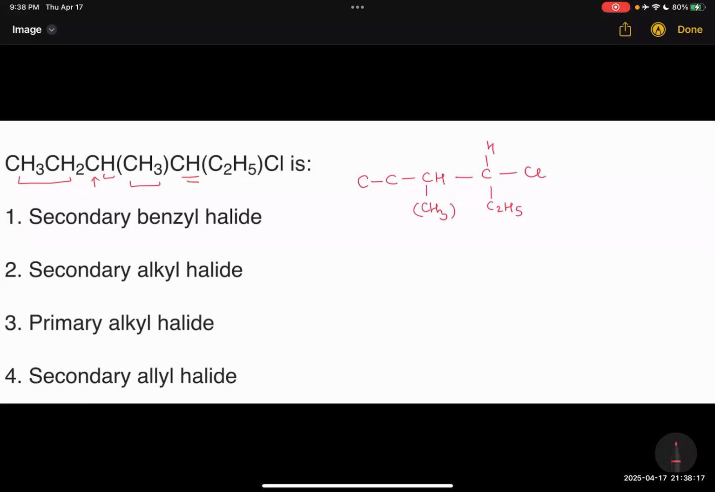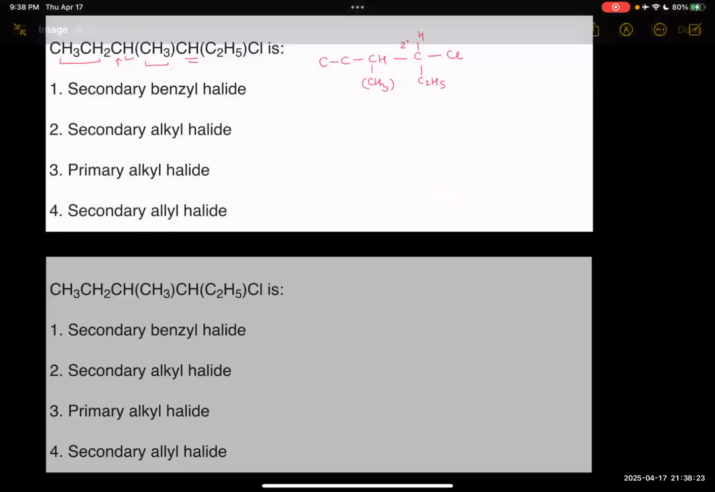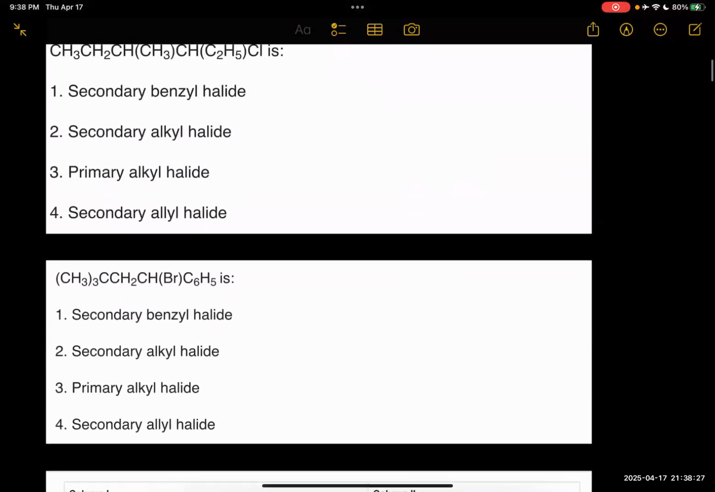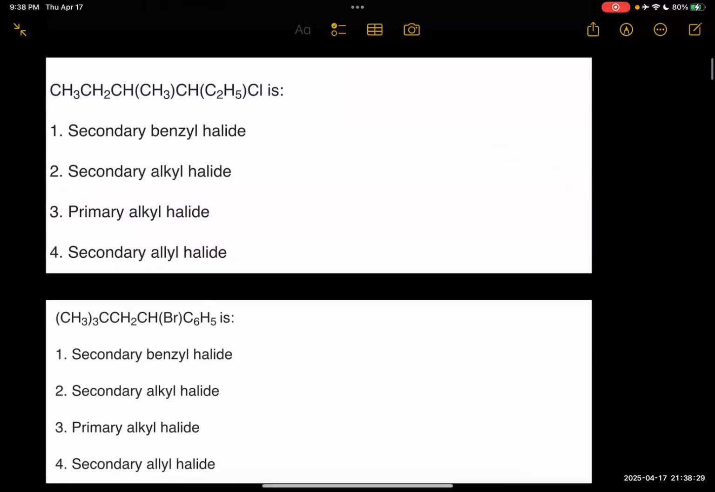Yes, it is secondary. Exactly. So this is a secondary chloride. Got it? Yes, sir. So I hope this is clear to everyone, right?